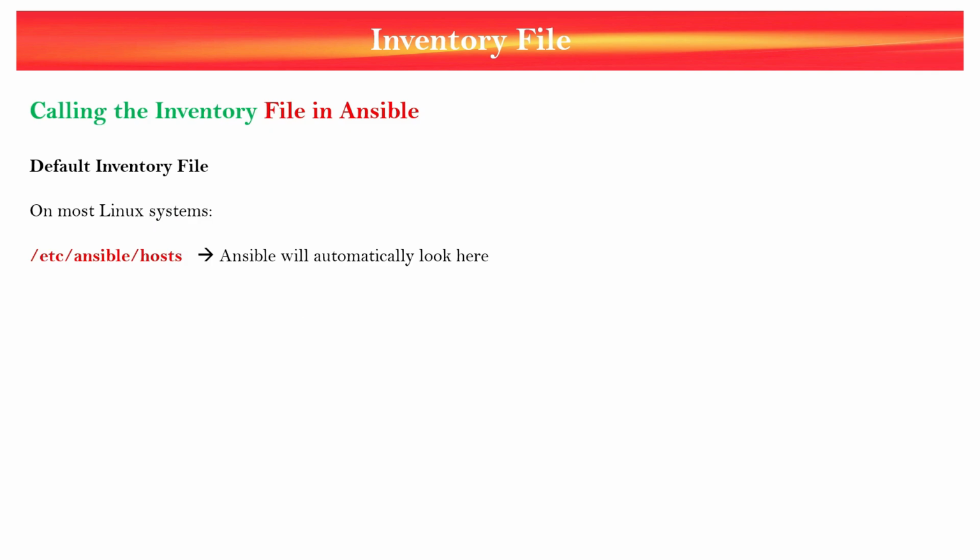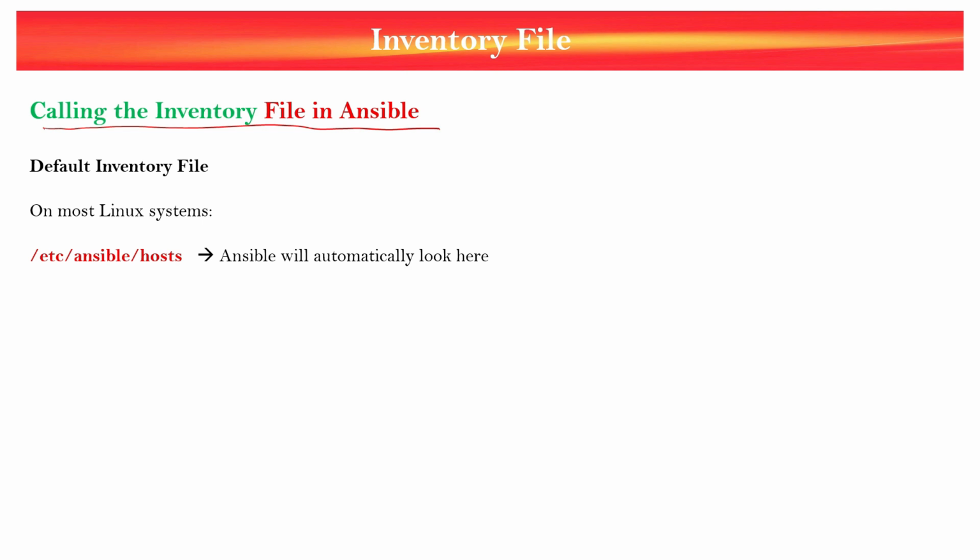Now let us talk about the inventory files. We have multiple options: we can create our own inventory files, and we also have certain default inventory files. So how do we call the inventory file in Ansible? Suppose you have created your own inventory file, or you are going with the default one. How can we call that file when we run different kinds of playbooks?